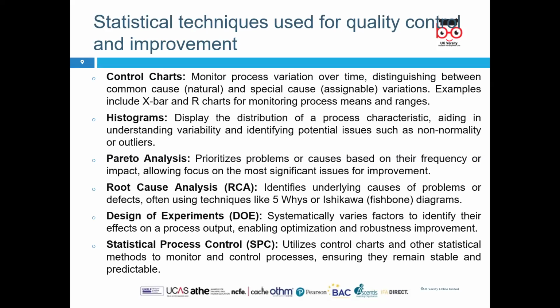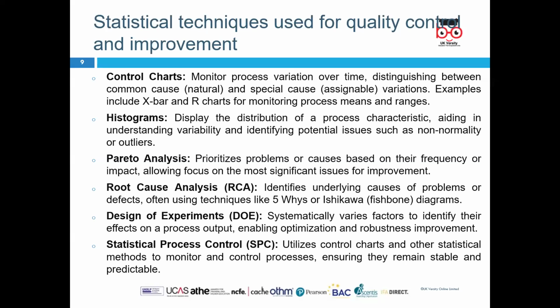So the first one is control charts. So control charts monitor process variation over time, distinguishing between common cause, natural, and special cause variations. For example, examples include X bar and R charts for monitoring process means and ranges. So control charts are one way of assessing the quality control and making improvements.